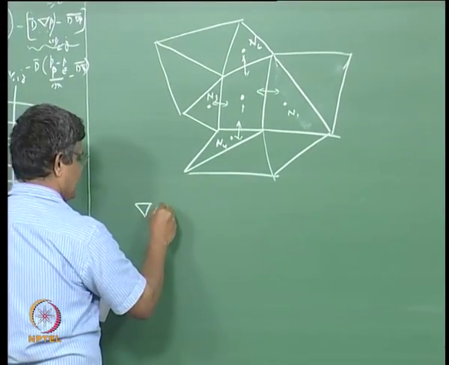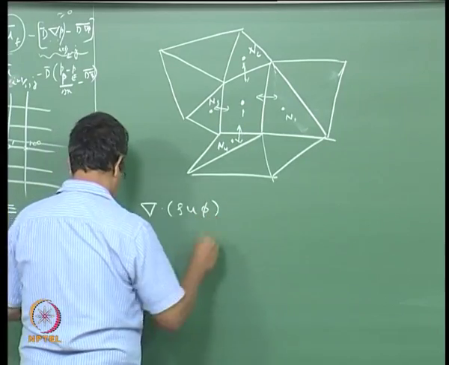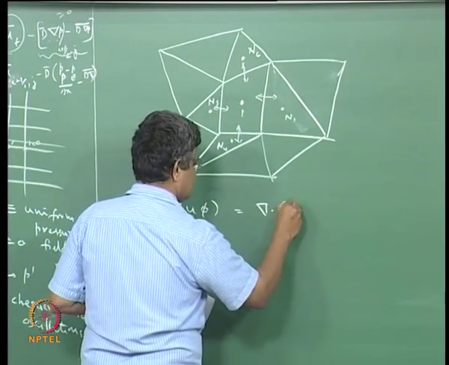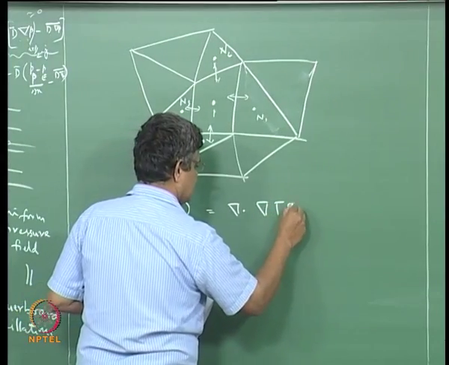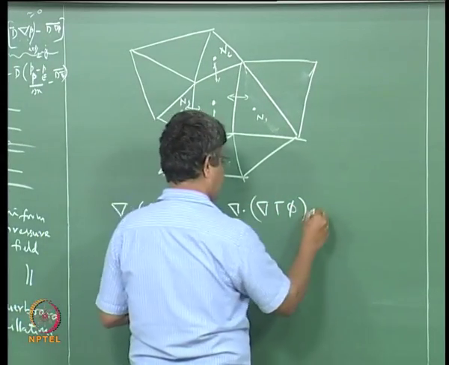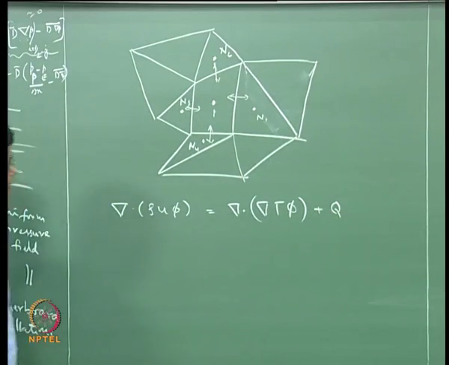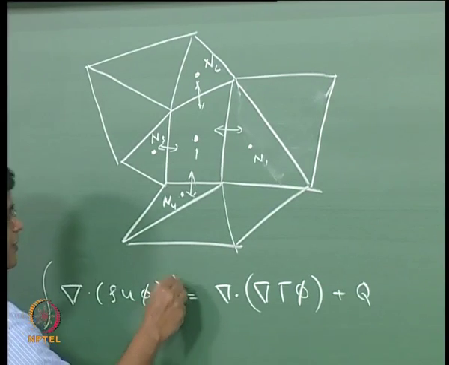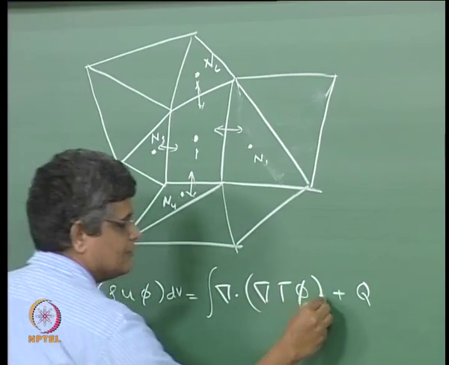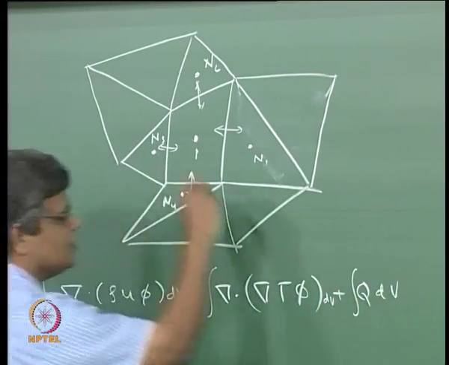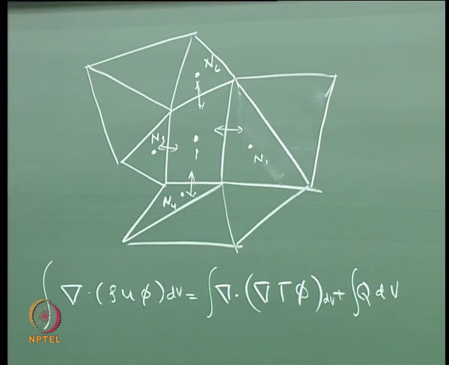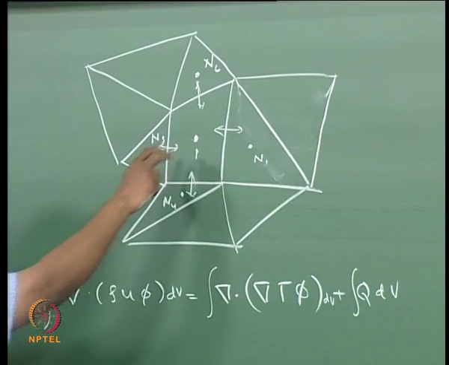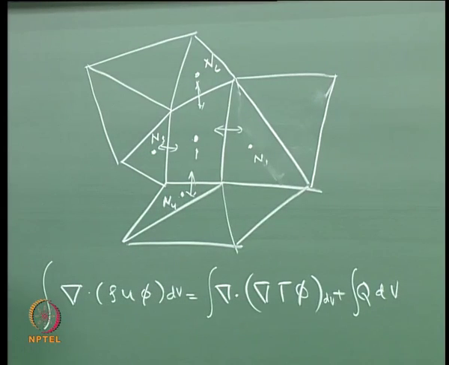steady equation, we have del dot rho u phi equal to del dot (gamma grad phi) plus q as the standard governing equation which is valid at every point, and then we integrate this over the volume of this particular cell in order to derive the conservation equation applicable for this particular cell in the unstructured finite volume method.